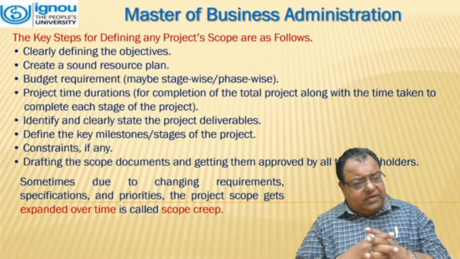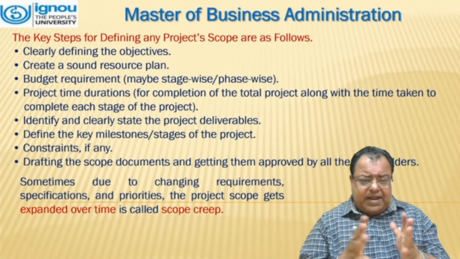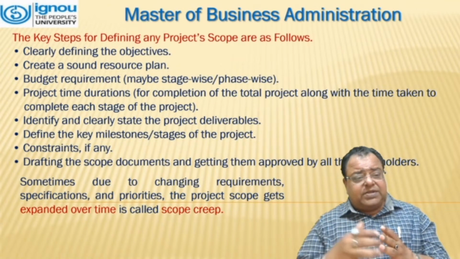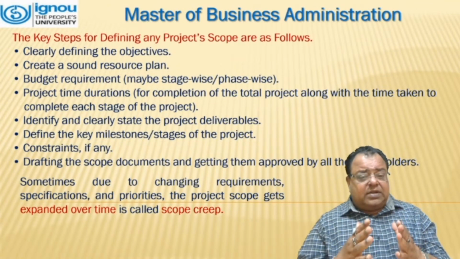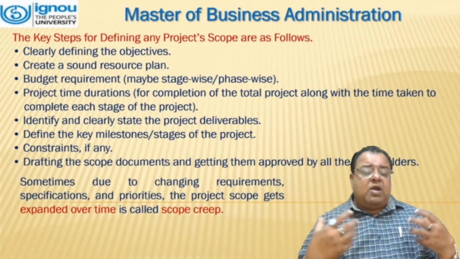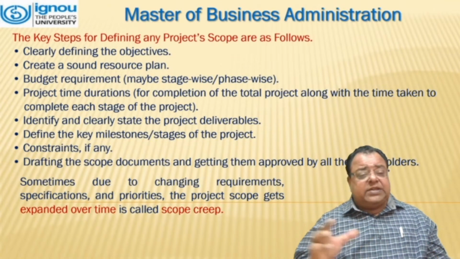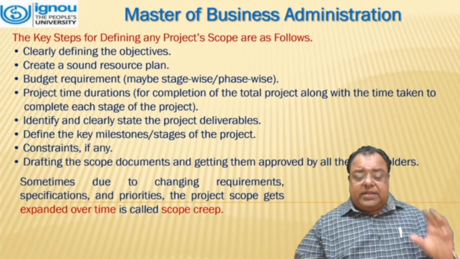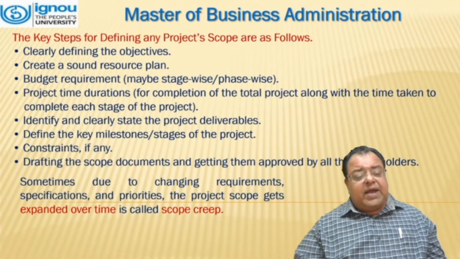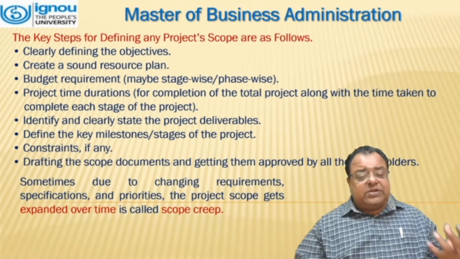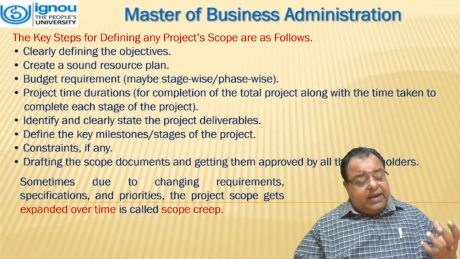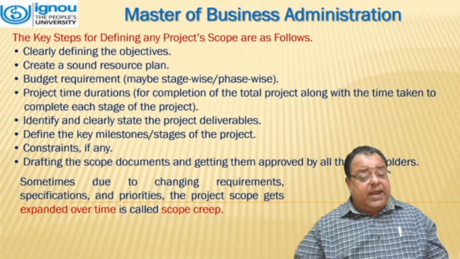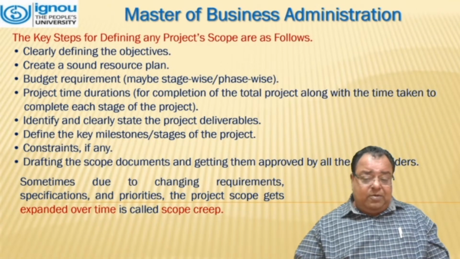Clearly defining the objectives, create a sound resource plan and budget requirement, which may be stage wise or phase wise. Project time duration, that is for the completion of the total project, along with the time taken to complete each stage of the project. Identify and clearly state the project deliverables. Define the key milestone stages of the project and the constraints if there are any, and draft the scope document and get it approved by all the stakeholders.